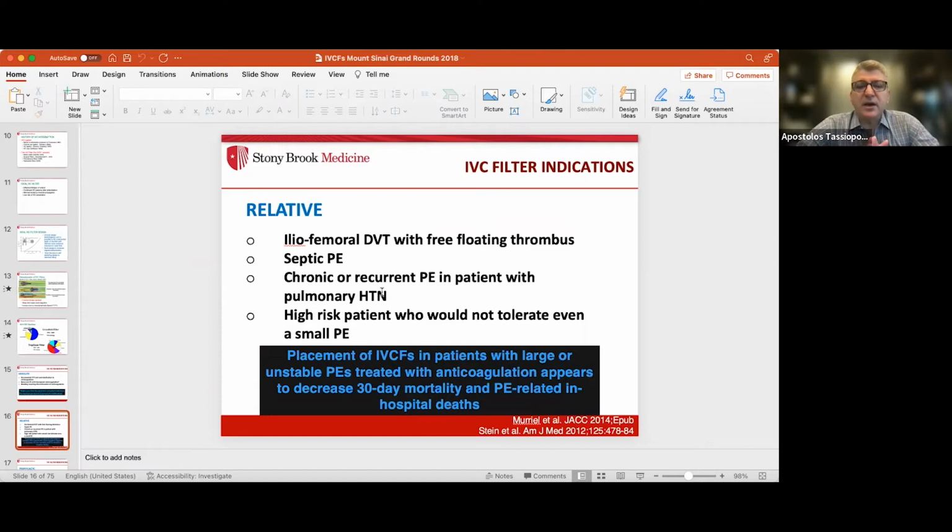The idea here is that these patients will not be able to tolerate even a smaller pulmonary embolism, and you want to prevent that. A lot of the PERT teams will recommend placement of inferior vena cava filters in patients who had large or unstable PEs and were treated with anticoagulation, because these large unstable PEs can quickly deteriorate even with a small embolus and result in death.